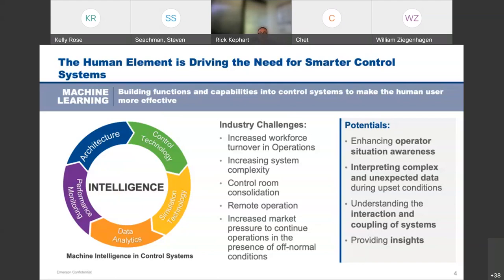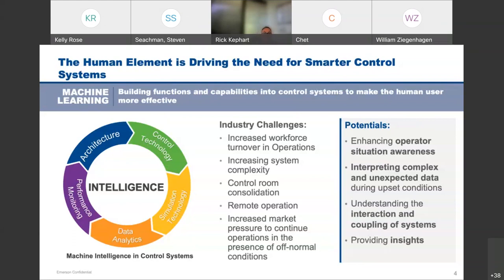Again, it really comes down to making that human being more effective. And if you think of an off-normal condition, that's really what we're interested in. Enhancing the operator's situation awareness and interpreting complex data is very important during an upset or off-normal condition, because that almost always starts out with not understanding that things are coupled in ways that they're not normally coupled. Peeling that back becomes very important, because it typically has to be done very quickly and under a lot of pressure. So these are the drivers I see for using some of these more advanced technologies.